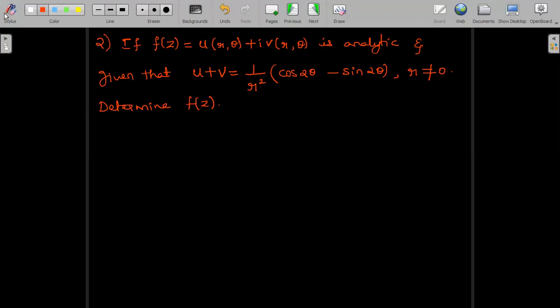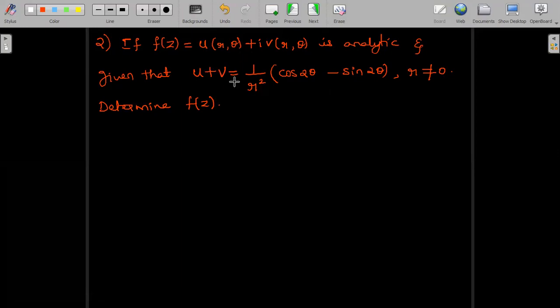Given f of z is equal to u of r theta plus I into v of r theta, means a polar representation of u plus iv. Given f of z is analytic, and given the function u plus v is equal to 1 by r square into cos 2 theta minus sin 2 theta, where r is not equal to 0, we need to determine the function f of z. So this is a question for us.